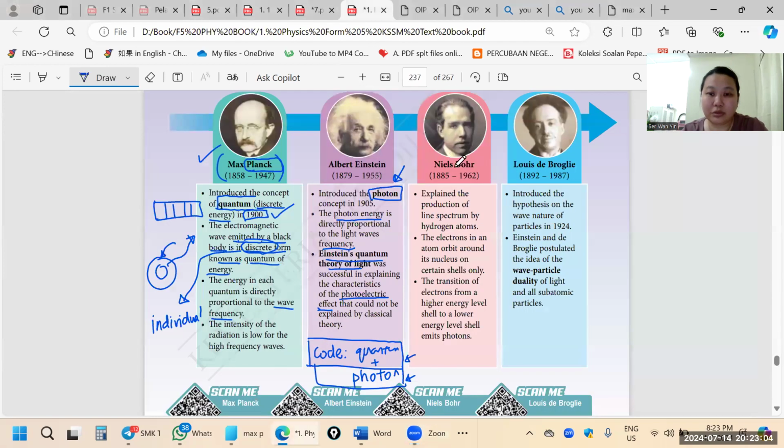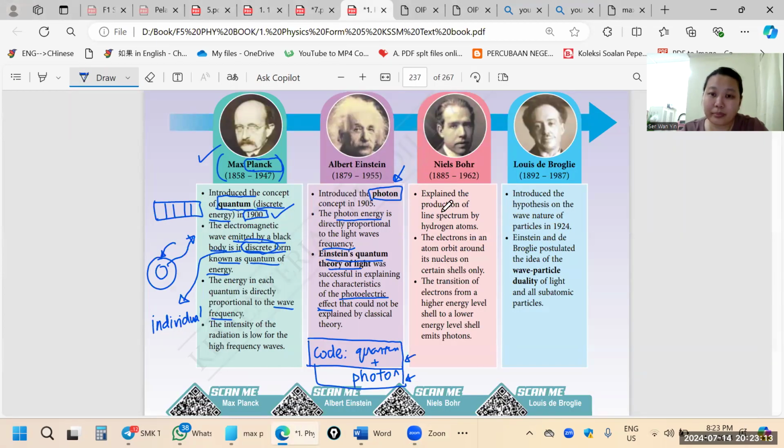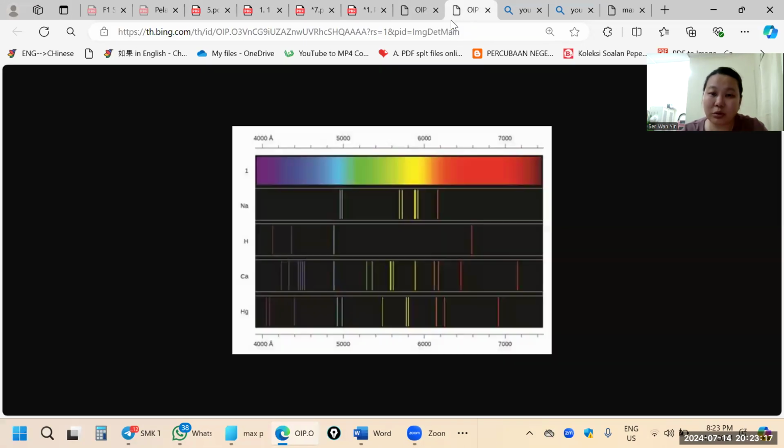Okay, then comes Niels Bohr. Bohr explained the line spectrum by using hydrogen atoms. So he shines a light on hydrogen atoms, and the hydrogen atoms absorb and emit light in this line spectrum. Not continuous, but one by one. So we say one packet of energy.